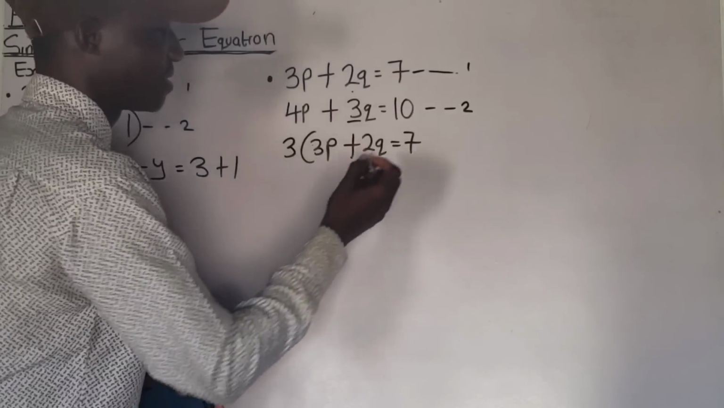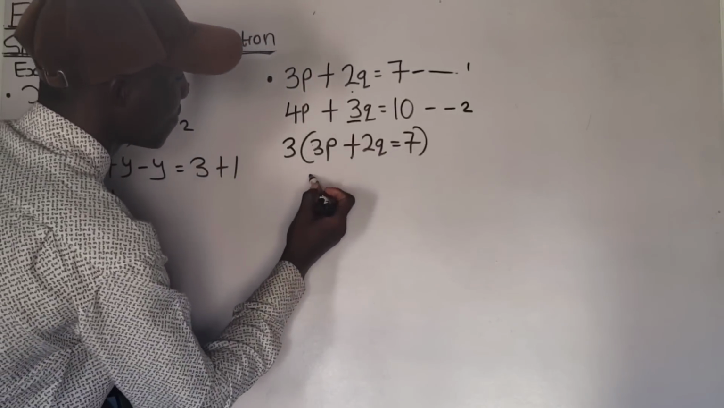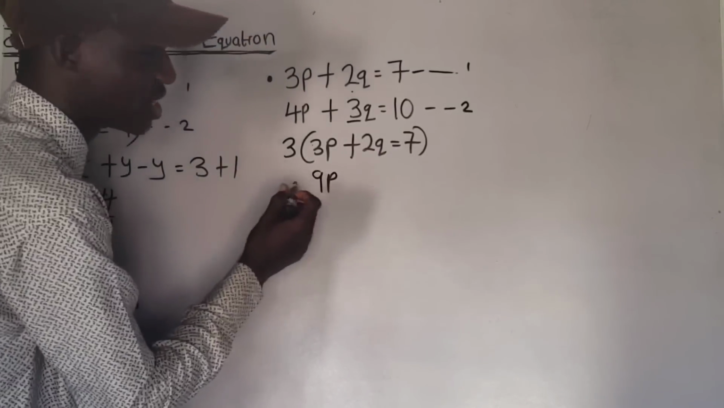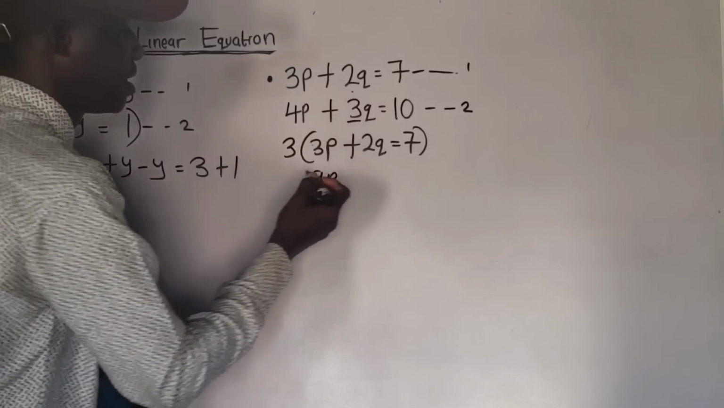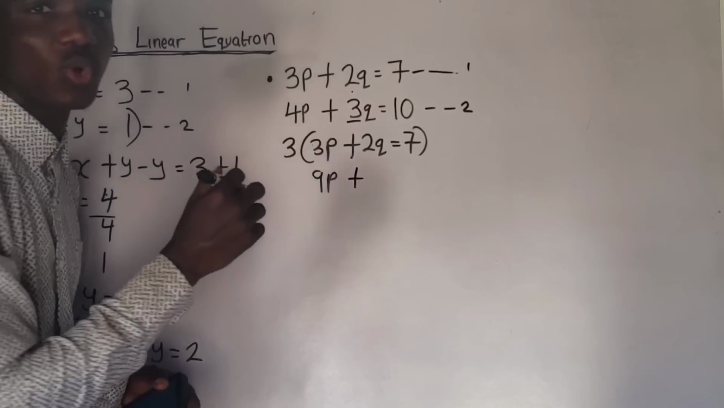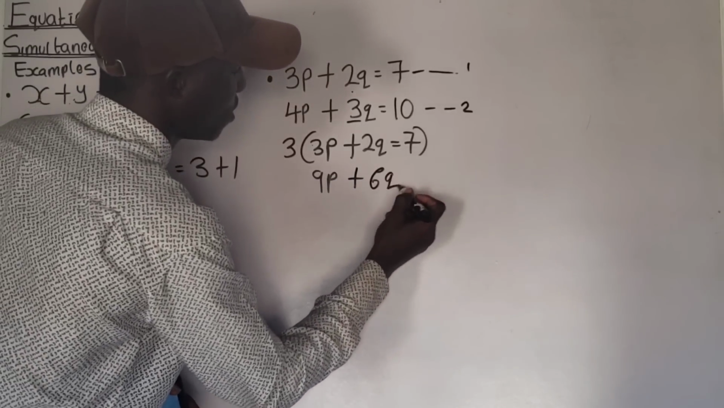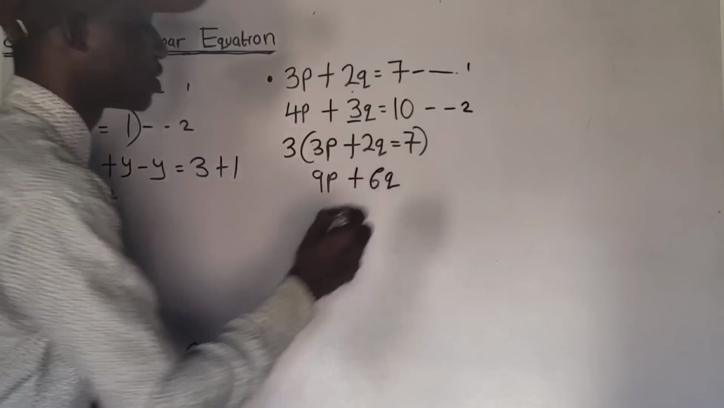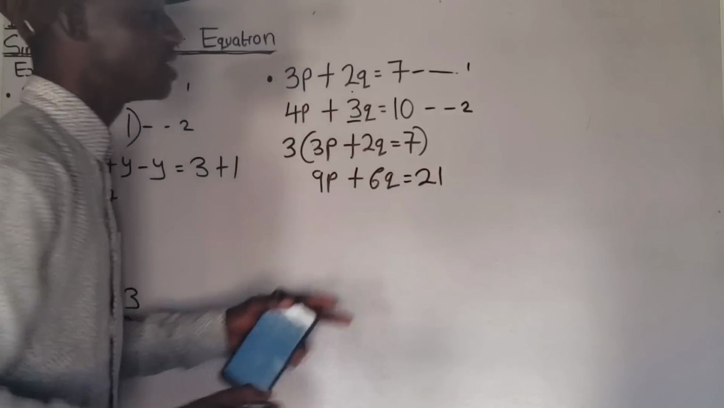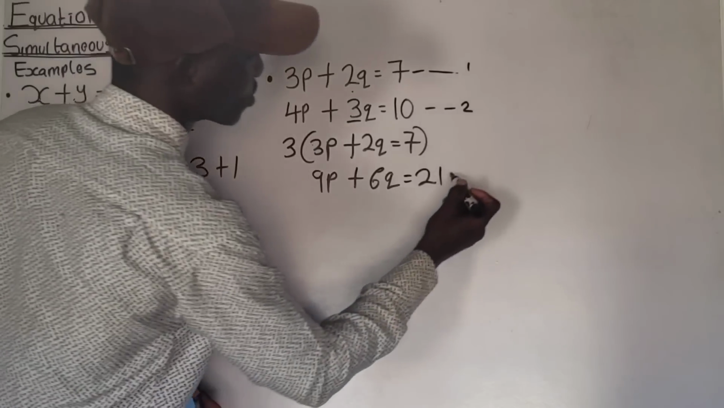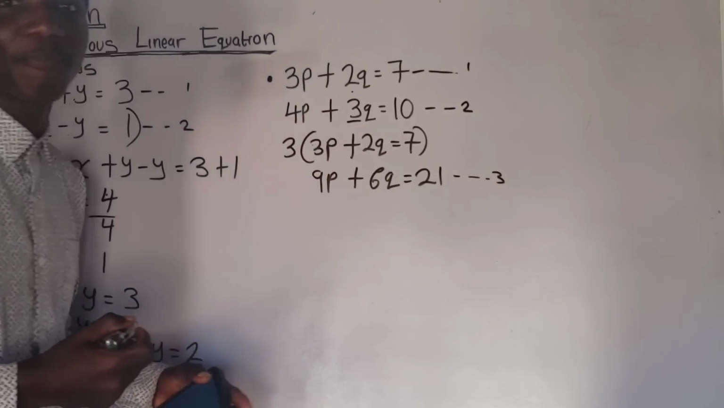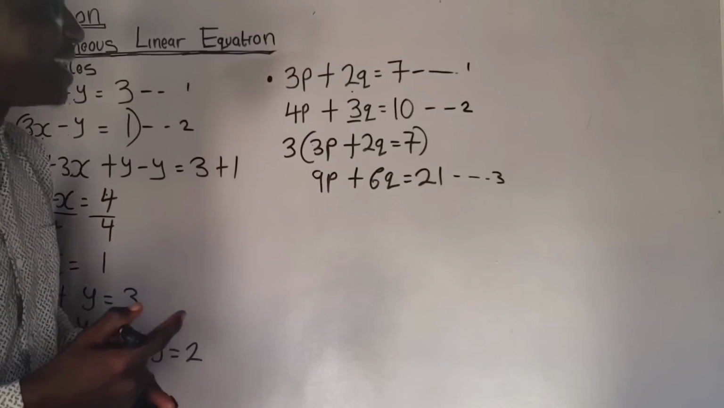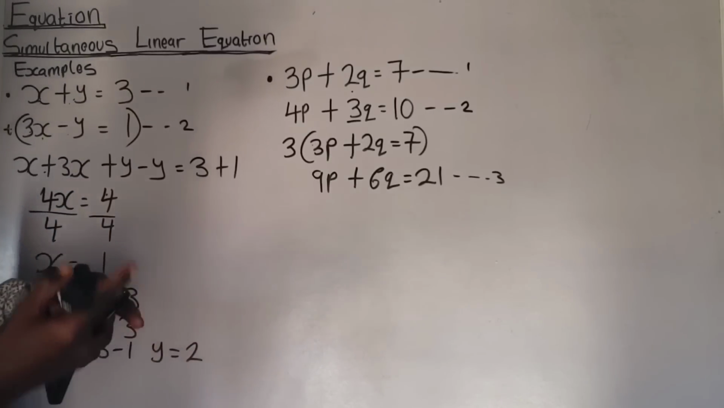You understand? So I'm going to have 9p. Are you paying attention? 3 times 3, that is 9p. Plus 3 times 2 is 6q. 3 times 7 is 21. So I got this equation. Let us call this equation 3. Do you understand? Okay. Now, I'm going to multiply the coefficient.